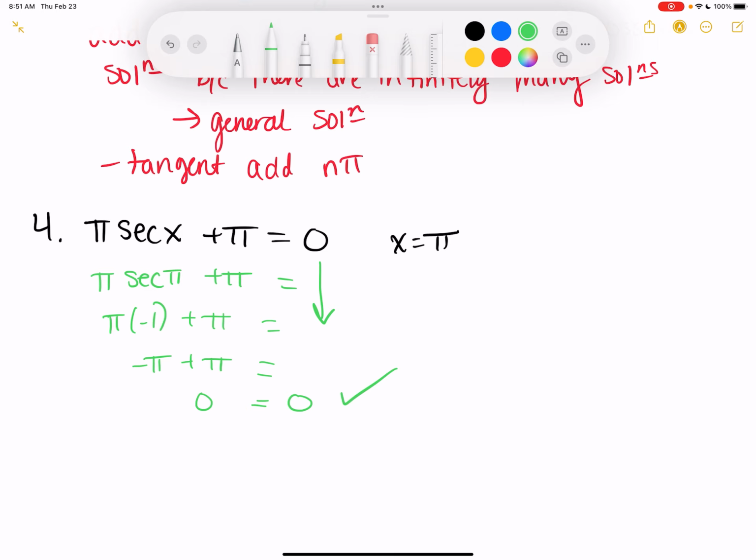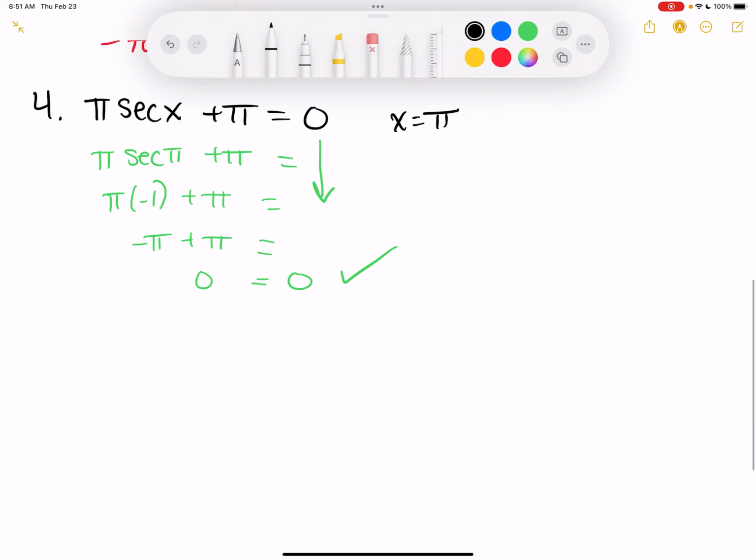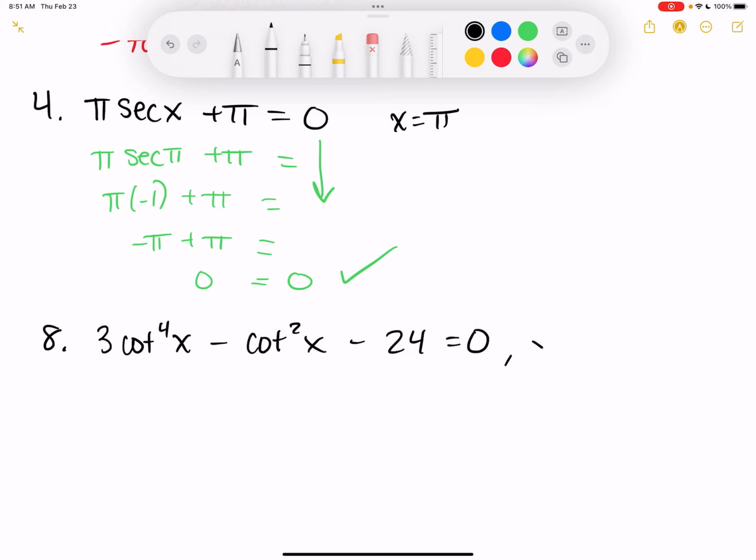And then if we had something that's a little bit harder, but same problem, same instructions. 3 times the cotangent to the 4th of x minus cotangent squared of x minus 24 is equal to 0, and x is equal to 7 pi over 6. When I saw that to the 4th, I was like, okay. So it looks a little scary, but this is what I would say to do first.